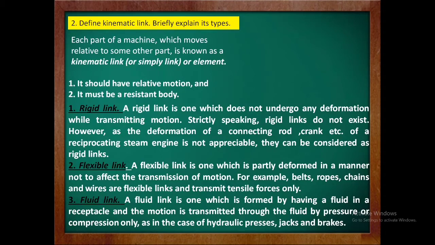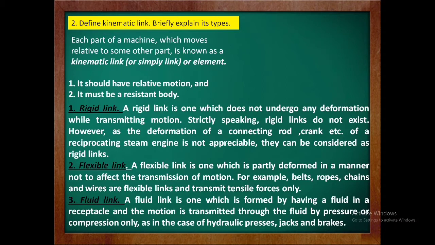There are three types of kinematic links. First one is a rigid link, second one is a flexible link, third one is a fluid link. A rigid link is one which does not undergo any deformation. For example, connecting rod, crankshaft, etc.